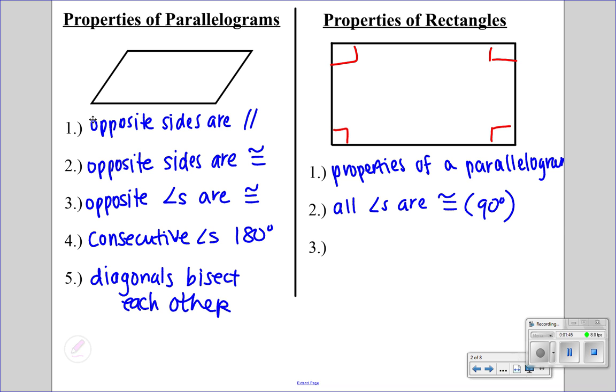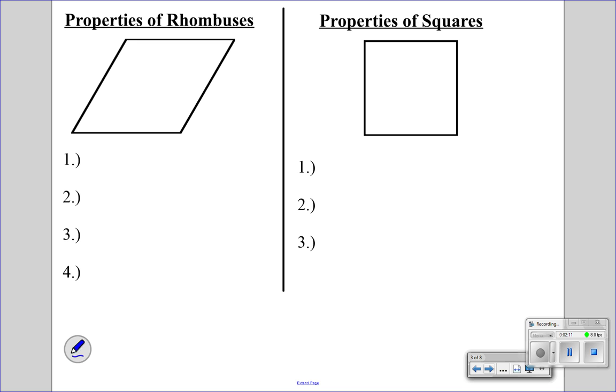And the next piece that's special to this is that diagonals are congruent to each other. So their diagonals are congruent to each other. So this is our properties of our rectangles. What we have next is we have a rhombus.